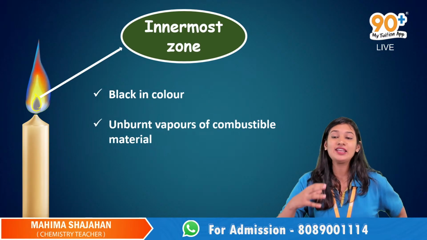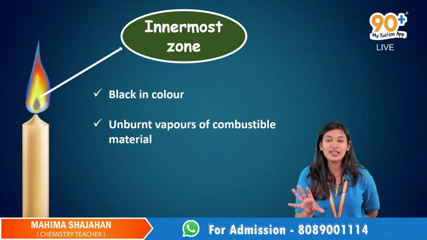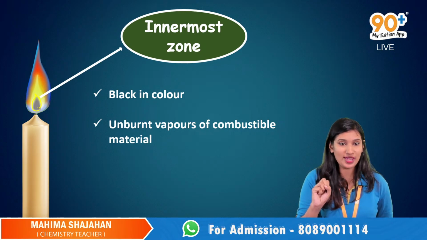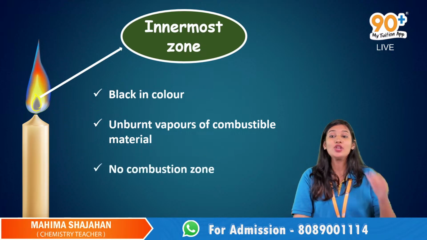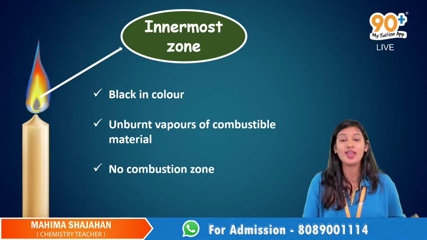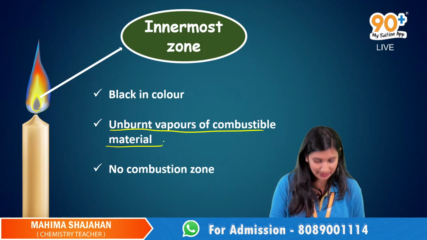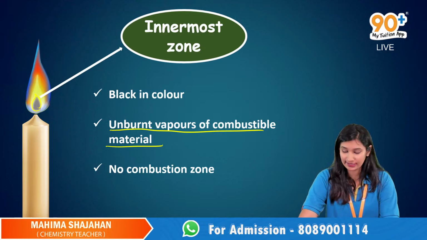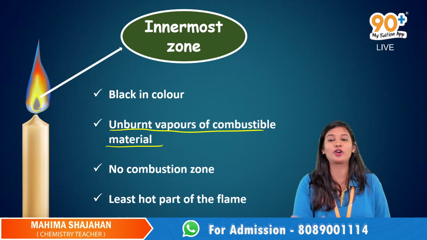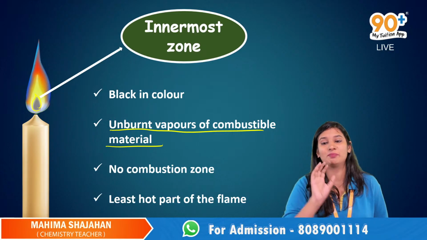Here what happens is that you can see unburned vapors. Ivide actually it is a no combustion zone. Ivide combustion nadakadilla. It is known as a non combustion zone. Here combustion will not take place. As a result you can see unburned vapors of the combustible material. Is it clear? And it is the least hot part of the flame. Since it's a no combustion zone, it is the least hot part of the flame.